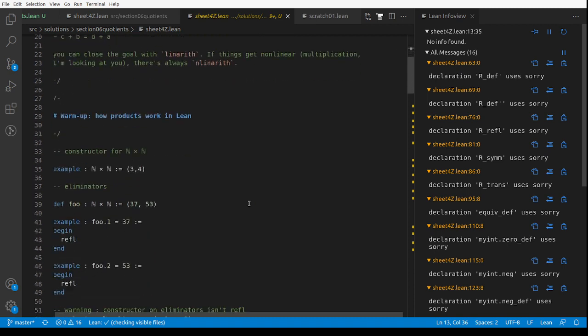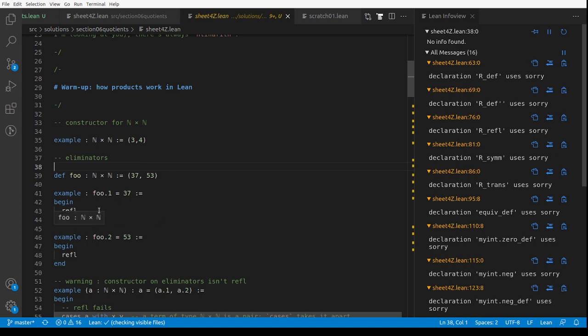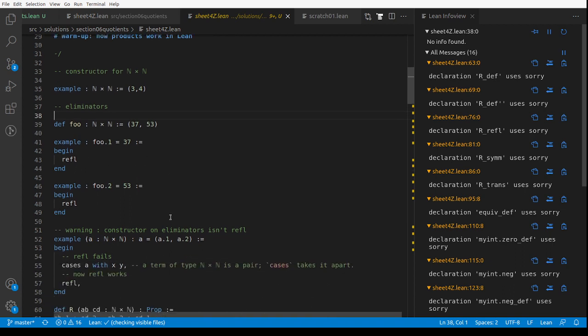Let's just get on. So before we start, we need to work out how to steer products, naturals cross naturals. The constructor is these round brackets here, and if foo is the ordered pair 3753, then the way you get the two parts from it, you can use foo.1 and foo.2. Those are definitionally the first and second parts.